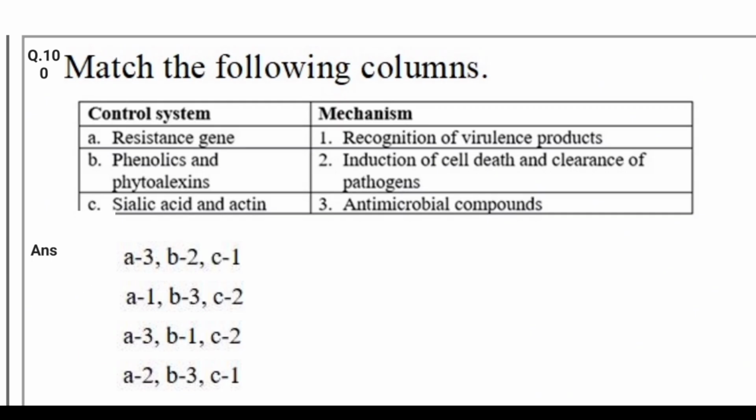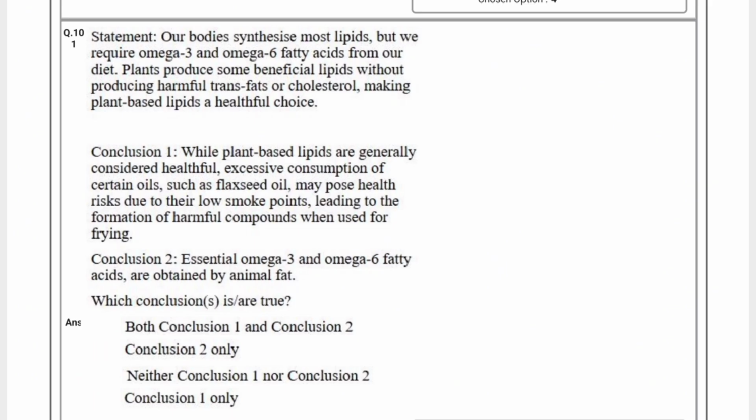Let's see the matching. Here you have to match list 1 with list 2. List 1 consists of control systems and list 2 consists of mechanisms. Resistance gene is related to recognition of virulence products. Phenolics and phytoalexins are related to antimicrobial compounds. Salicylic acid and actin are related to induction of cell death and clearance of pathogens. So the second one is the correct answer. Let's see the next question.